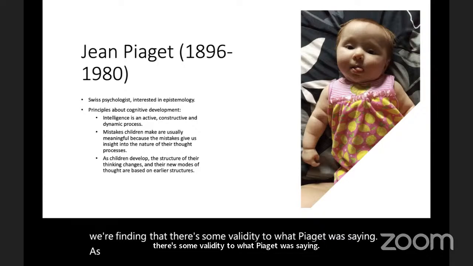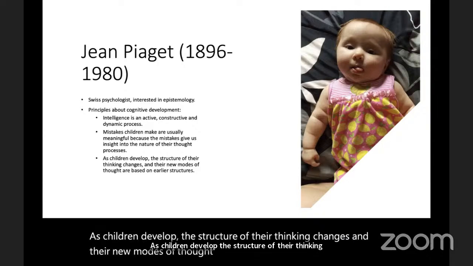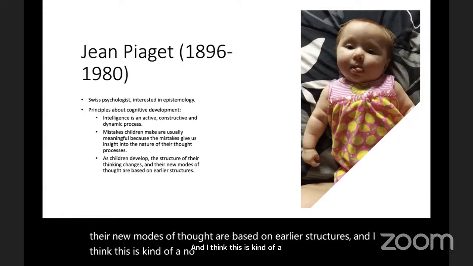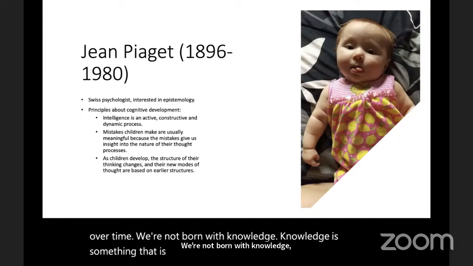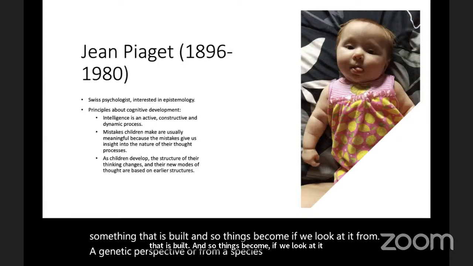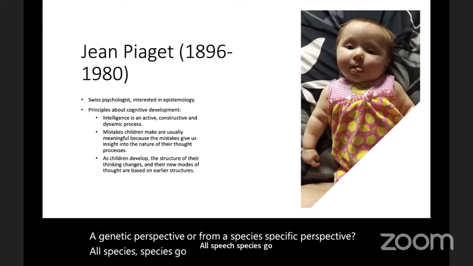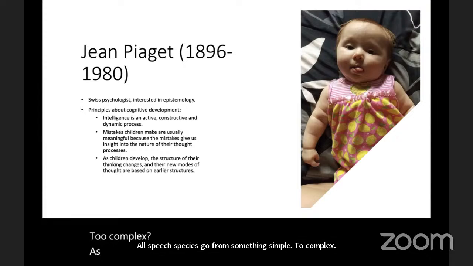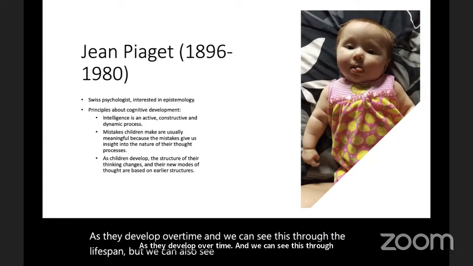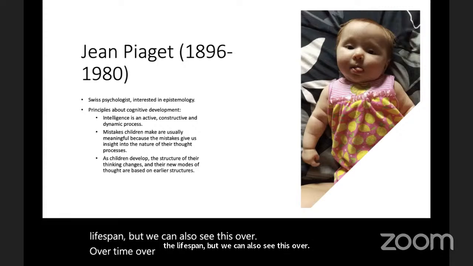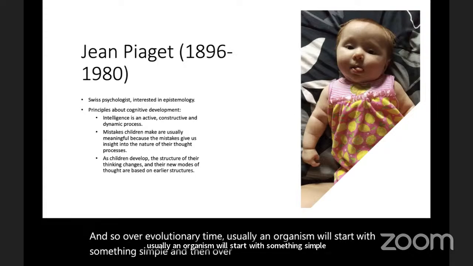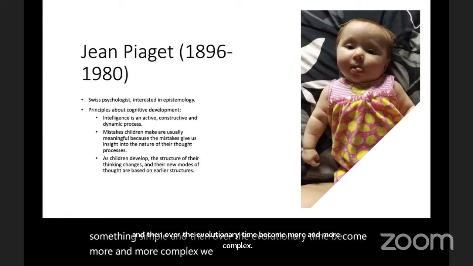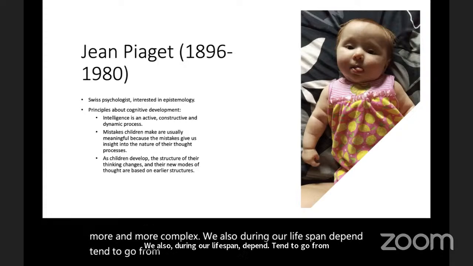As children develop, the structure of their thinking changes and their new modes of thought are based on earlier structures. And I think this is kind of a no-duh concept, that we build our knowledge over time. We're not born with knowledge. Knowledge is something that is built. And if we look at it from a genetic perspective or from a species specific perspective, all species go from something simple to complex as they develop over time. We can see this through the lifespan, but we can also see this over centuries, over evolutionary time. Usually an organism will start with something simple and then over evolutionary time become more and more complex. We also during our lifespan tend to go from something simple to complex.